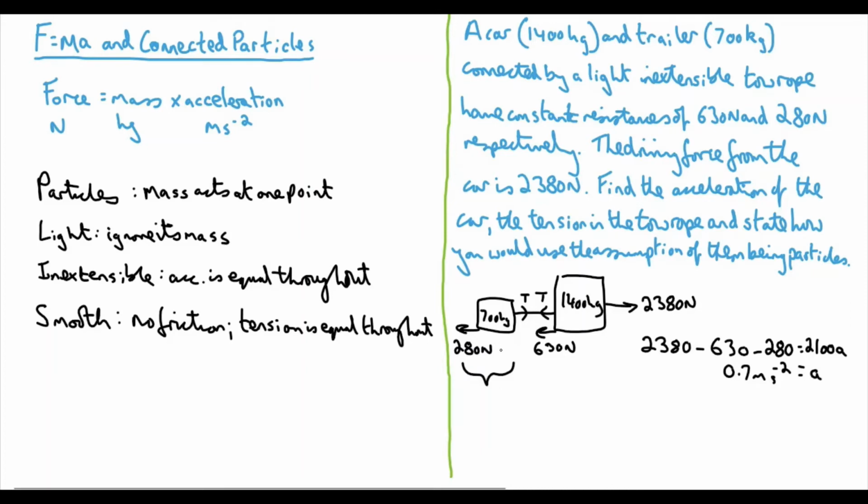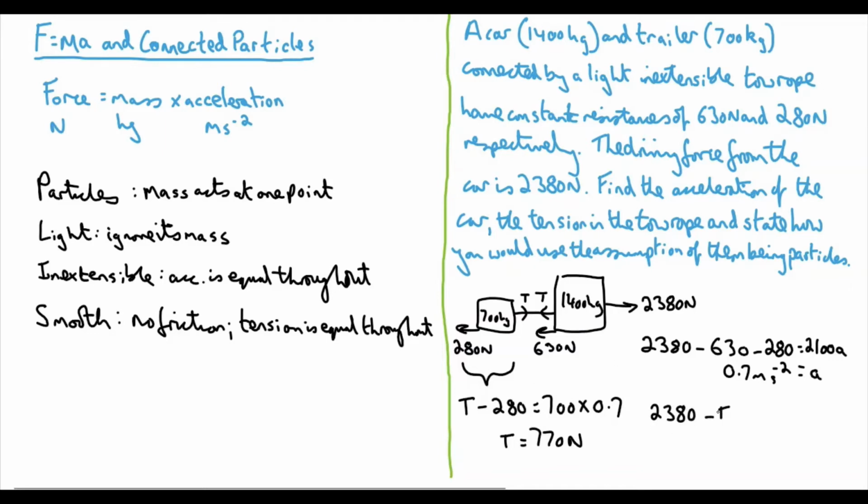Again, we're going to construct an F equals ma, so we need a forward force, take away any resistive force. In this case, the forward force on the trailer is the tension, and then take away that resistance of 280. That equals the mass of 700 times the acceleration that we now know to be 0.7. So if we times the 700 by the 0.7 and then add the 280 over, you end up with tension being 770 newtons.